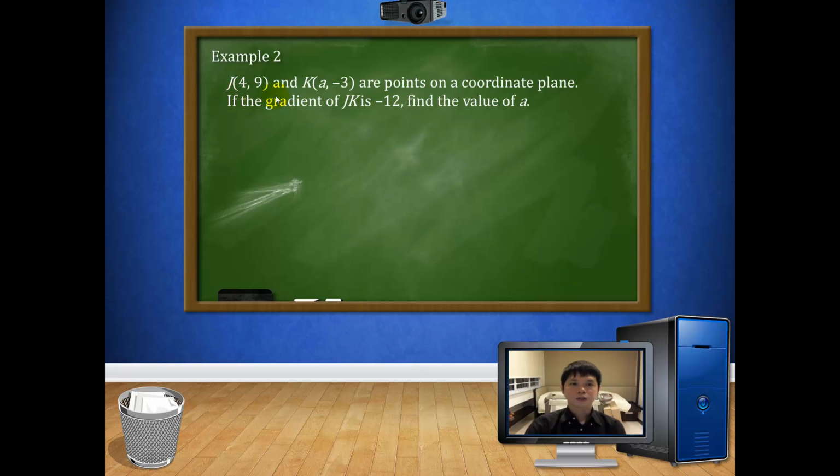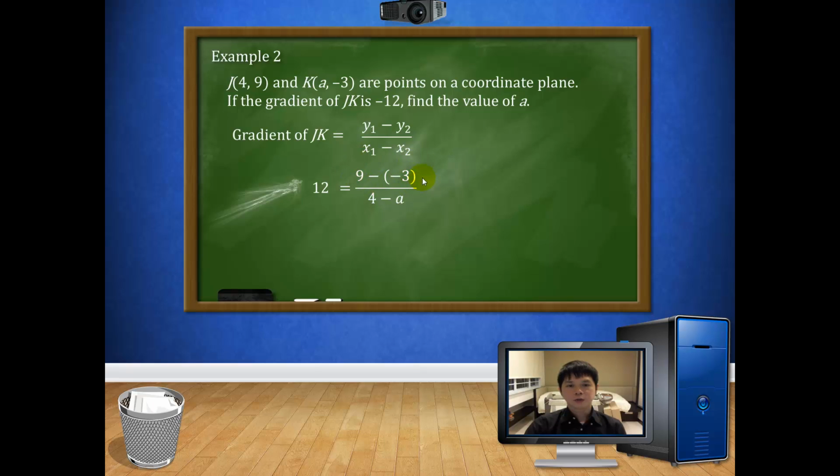Next example, J and K are points on a coordinates plane. Now we are given the gradients of JK, which is negative 12. Find the value of A here. We shall first write down the formula for finding gradients. Now you notice that the value for the gradient is given, and hence we will substitute in on the left hand side. Next we shall substitute in the rest of the values here. And hence we have 9 minus negative 3 over 4 minus A.